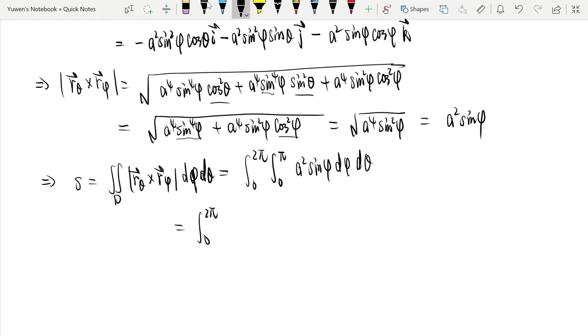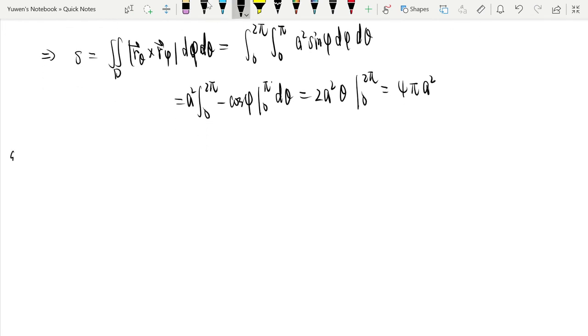From 0 to 2 pi, a squared we take outside, so negative cosine phi from 0 to pi, then d theta, that is a squared. From 0 to pi, negative cosine phi is 2, so that is 2, and theta from 0 to 2 pi, that is 4 pi a squared. That's the surface area of a sphere.